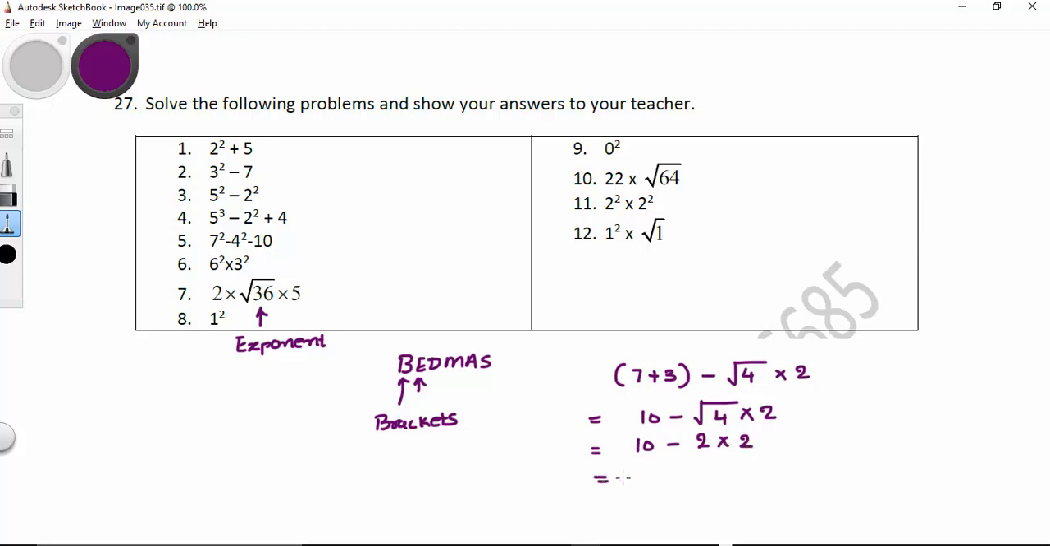That is equal to. Now I have negative sign here, multiplication here. Multiplication has the higher priority. Yes, so I have to solve this part first. So 10 minus 2 times 2 is 4. This is equal to 6. I hope this is clear to you, right? So now you can solve all these problems and show your answers to your teacher.